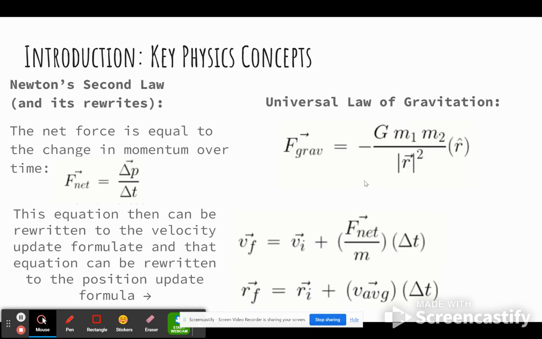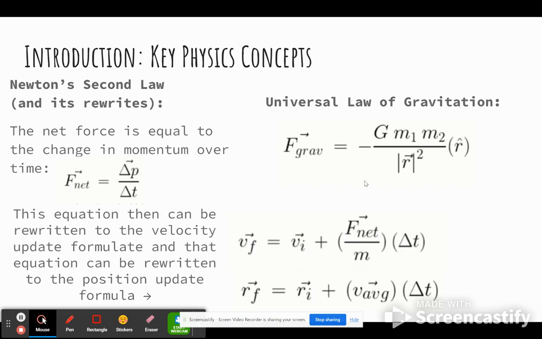So some introduction to key concepts. From prior chapters, we learned about Newton's second law, which is that F net equals the change in momentum over the change in time. This equation can then be rewritten into the velocity update formula, and that can be rewritten into the position update formula. These two will become very important later in the video when we start making our code.